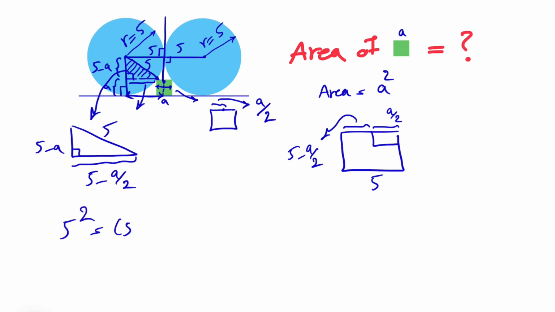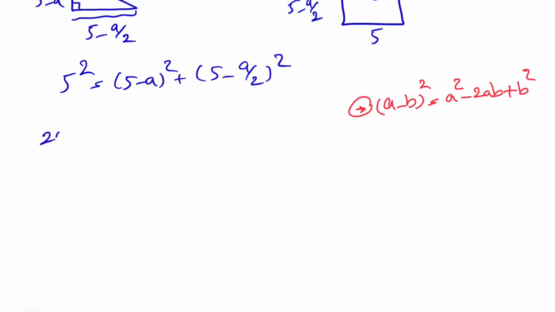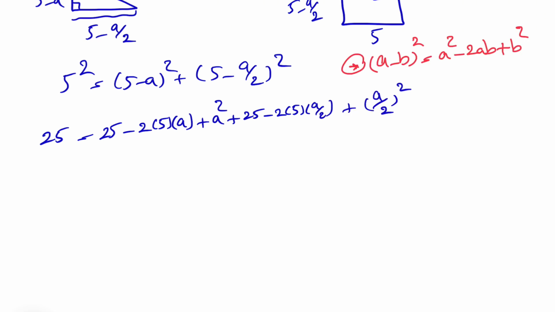Basically, we have 5 squared is equal to (5 minus a) squared plus ((5 minus a) over 2) squared. Now we have (a minus b) to the power of 2, which will be a squared minus 2ab plus b squared. So what we're going to get in here is 25 is equal to 5 to the power of 2, 25 minus 2 times 5 times a plus a squared, plus 25 minus 2 times 5 times a over 2 plus (a over 2) all to the power of 2. And we know when we have (a over b) to the power of n, this will be equal to a to the n over b to the n, which is what we have in here.